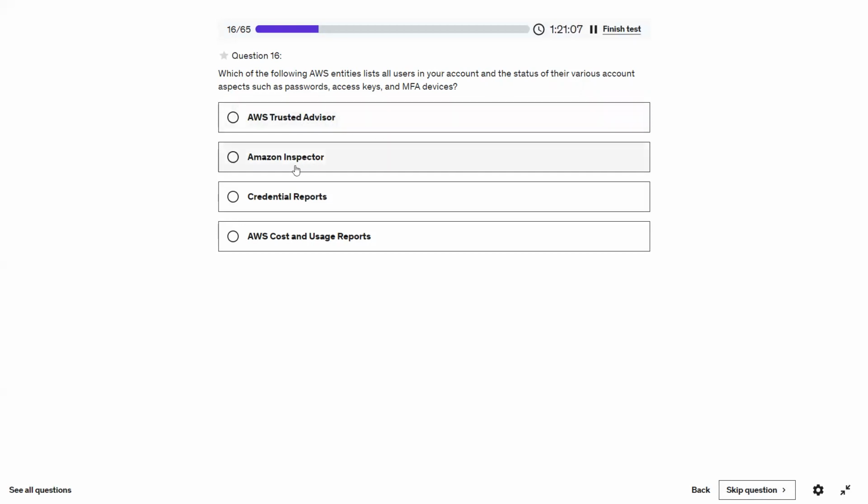Is it Trusted Advisor? No. Inspector is for security scans. Credential report looks okay. AWS Cost Explorer is just for cost. So only one option is left: the credential report.